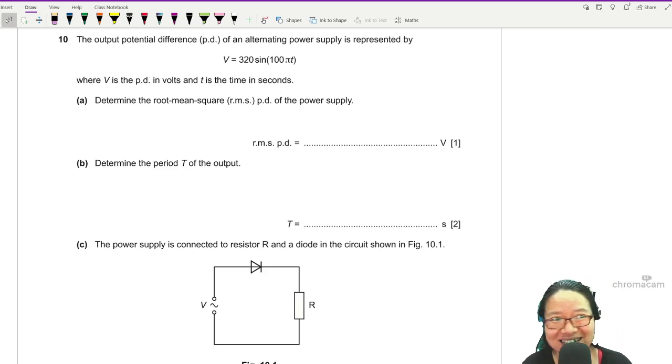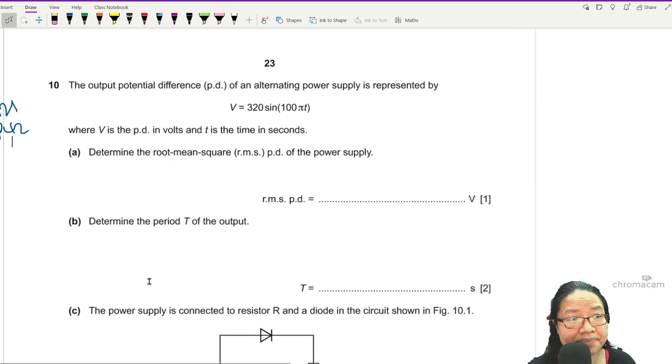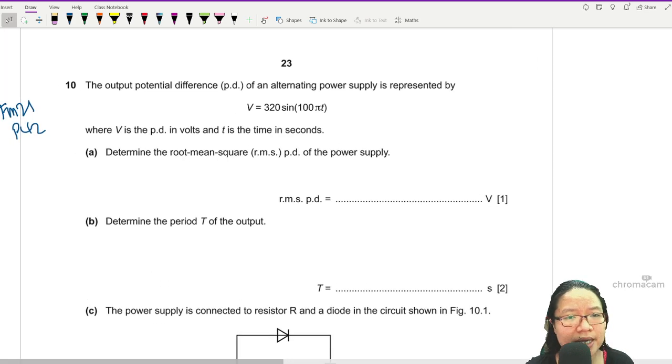This is a recording for FM21 paper 42. If you haven't tried the paper, please go do so and come back again. Question 10. This is an AC question.